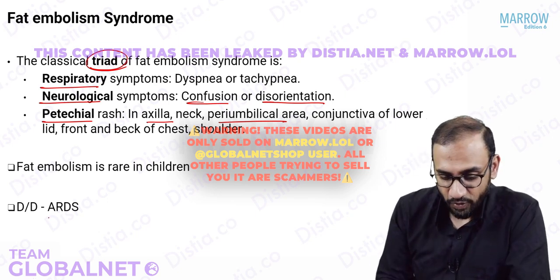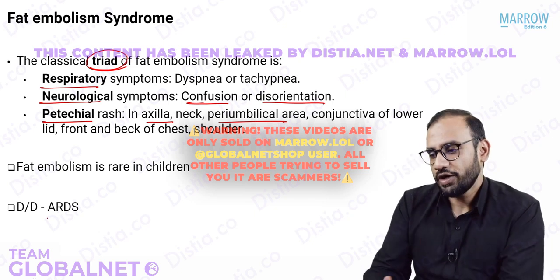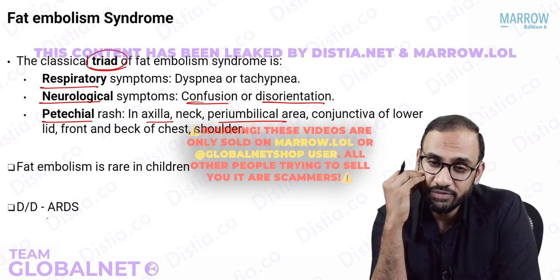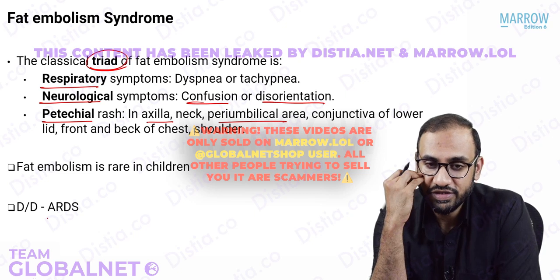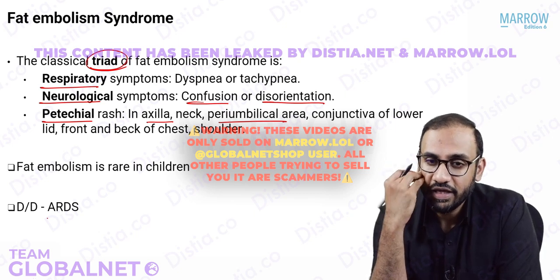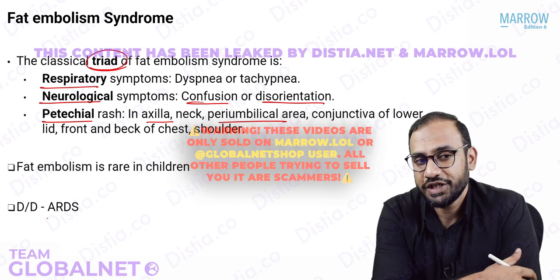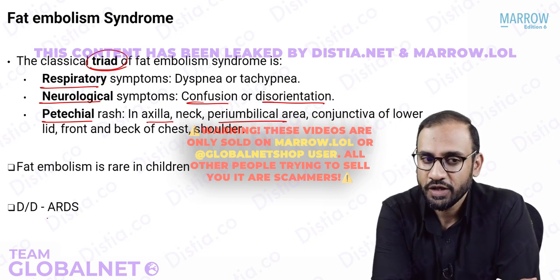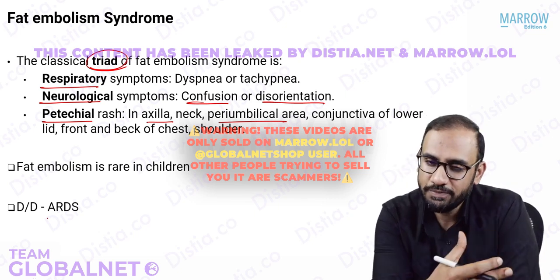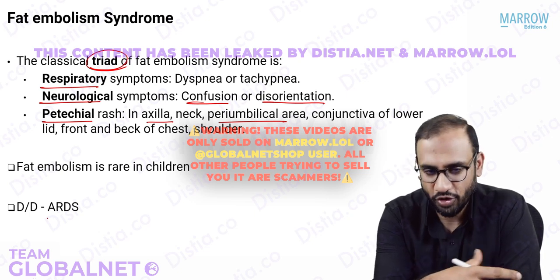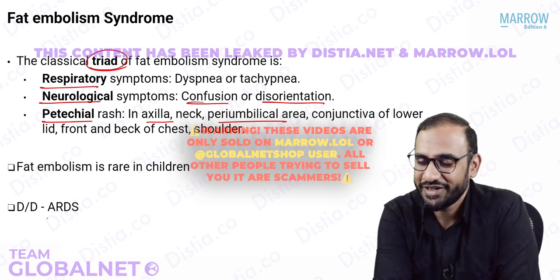We know this. Why is this important? Because usually polytrauma patients present with respiratory symptoms and central nervous system symptoms, and they can be in ARDS. So you need to be able to differentiate ARDS from fat embolism syndrome to do the right treatment.